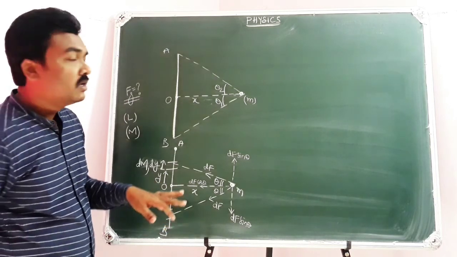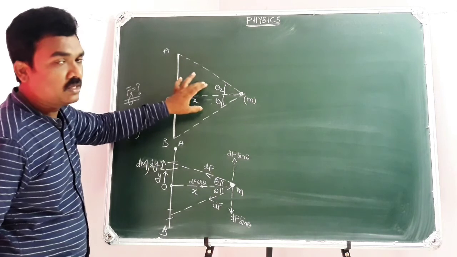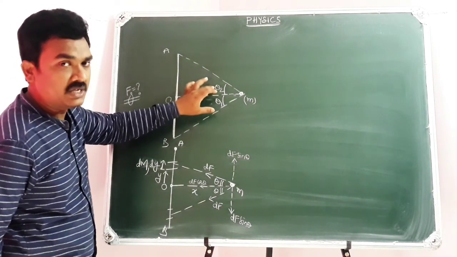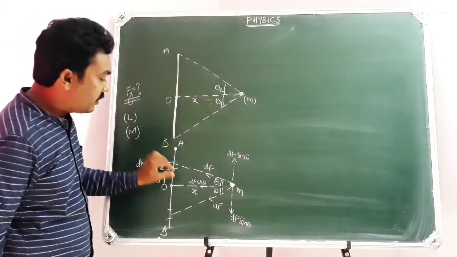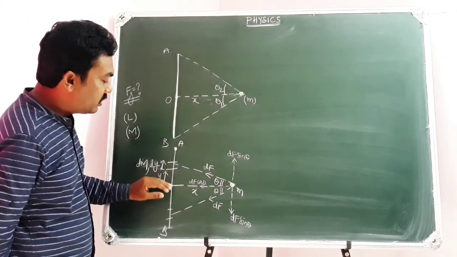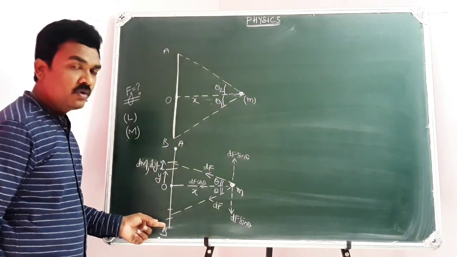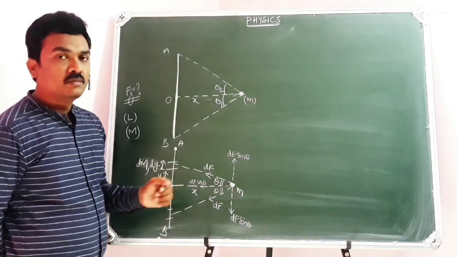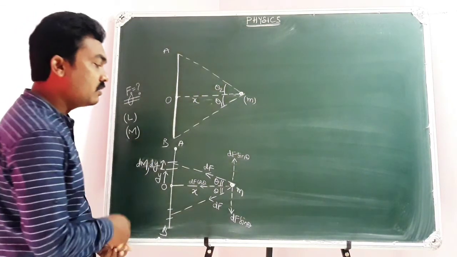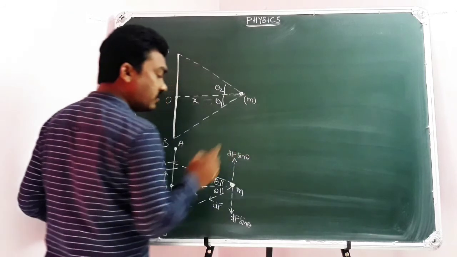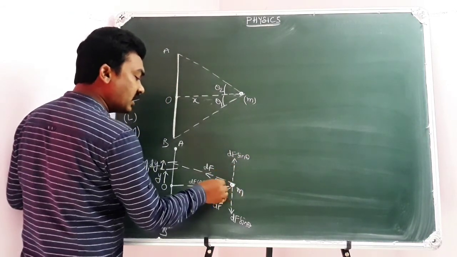When will they cancel? When the mass is located symmetrically about the length of the rod, I mean theta 1 equal to theta 2, then these vertical components will cancel, because the number of small elements above the point O will be the same as the number of elements below the point O. So they will cancel. But here they are not symmetrically located. That is the reason why the net force will exist in the vertical direction and also in the horizontal direction.